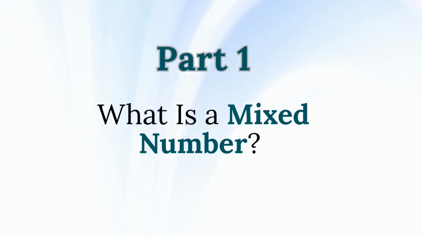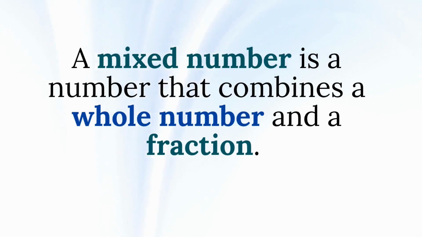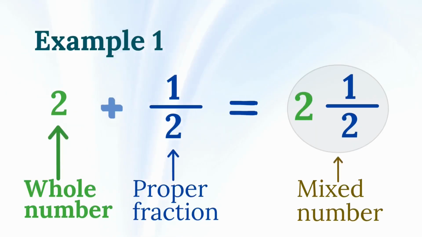Part 1. What is a mixed number? A mixed number is a number that combines a whole number and a fraction. We can add a whole number and a fraction. For example, 2 plus 1/2 equals 2.5. Written as a mixed number, it looks like this: 2 and 1/2. Here, 2 is the whole number, and 1/2 is the fraction. This is written as 2.5. We call it a mixed number. It means 2 whole units plus 1/2 of another unit.